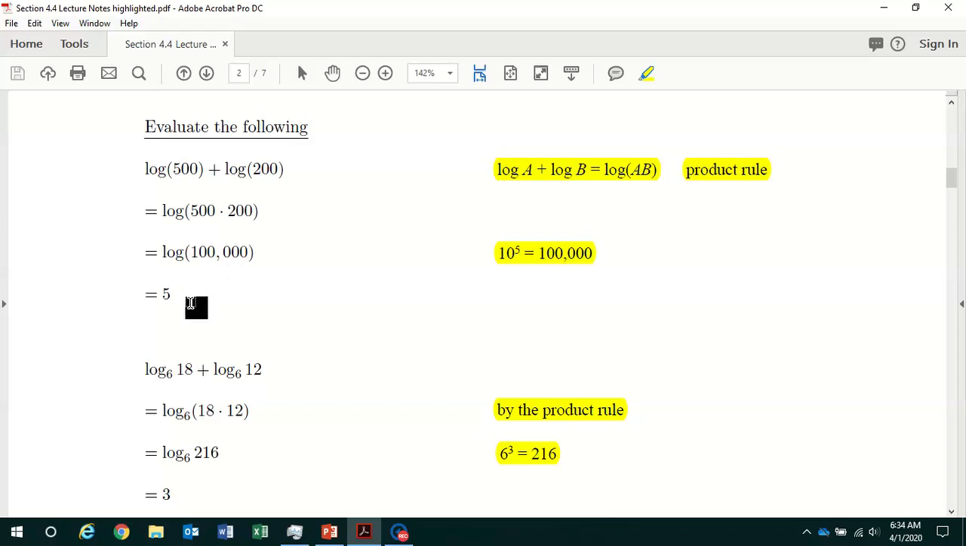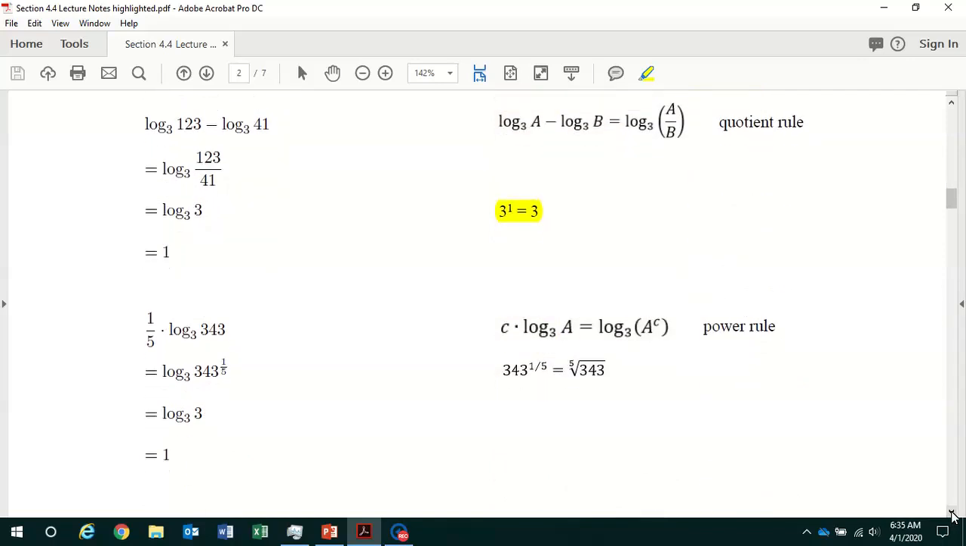And so the common log of 100,000 is equal to 5, because 10 to the 5th power is equal to 100,000. Remember, the common log has a base of base 10. In the next example, we're going to find log base 6 of 18 plus log base 6 of 12. Again, this is an addition, so we're going to use the product rule. This is equal to log base 6 of 18 times 12, and 18 times 12 is 216. And log base 6 of 216 is equal to 3, because 6 cubed is equal to 216. So this sum, log base 6 of 18 plus log base 6 of 12, is equal to 3. And in our first example, the common log of 500 plus the common log of 200 is equal to 5.